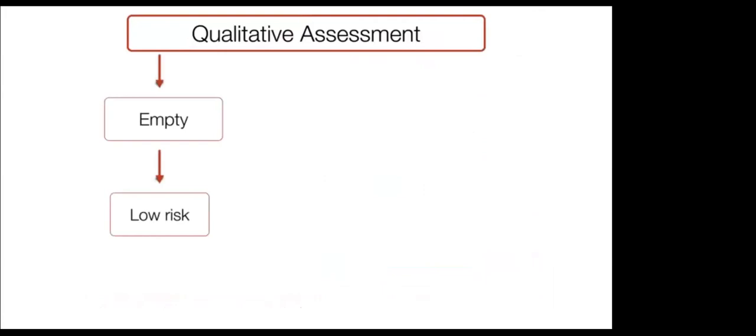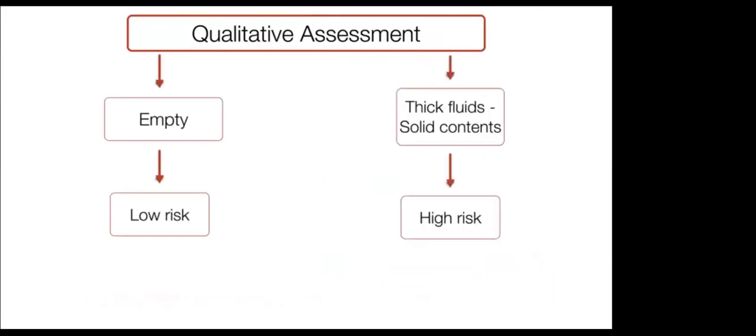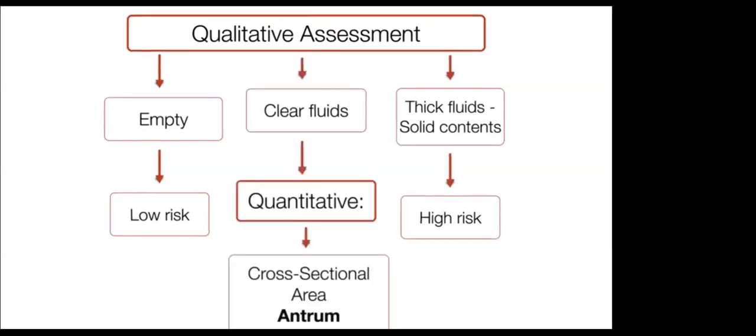This is the assessment. First, you start with qualitative assessment. If it's empty, low risk for aspiration. Thick fluid, solid content, high risk. Only when you have clear fluids, you go to the second aspect of quantitative assessment and you measure the area of the antrum. And from there, you can estimate volume.